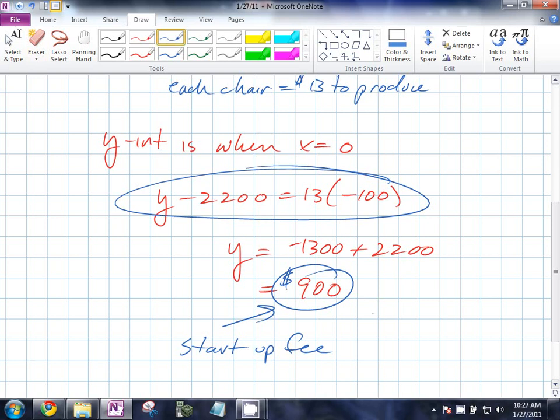To produce two chairs, it would cost $926. So does the $900 represent how much it costs for the material for the chair? It might be a little bit of it, but not all of it in this case. And if you needed 1,000,000 chairs, is it $900 for the material for 1,000,000 chairs? No, but it would cost you $13,900,000 to do that, right? So you can think of it as the startup fee.